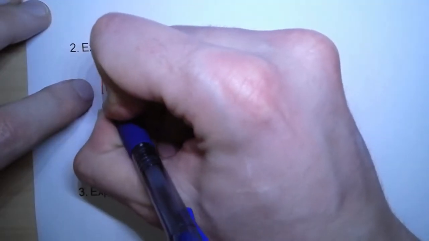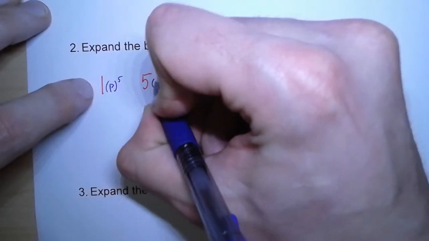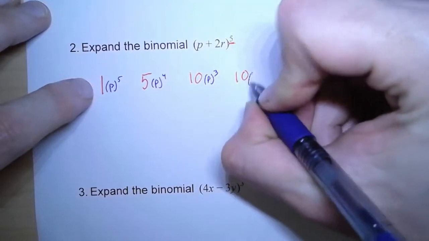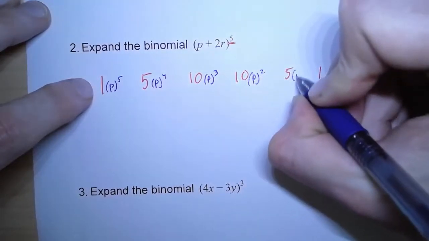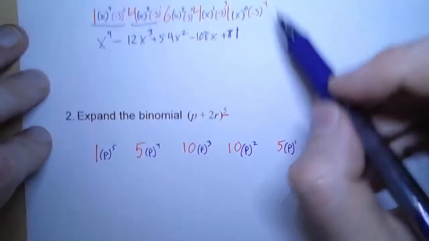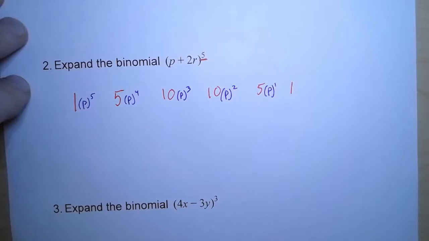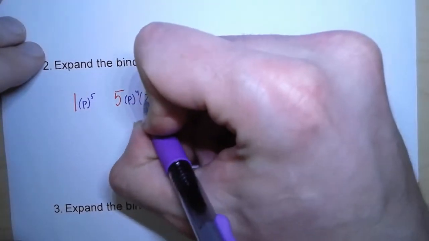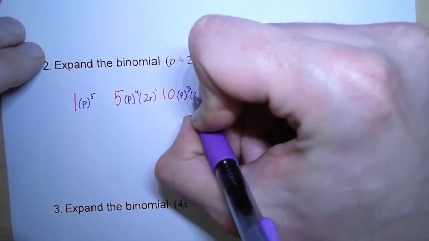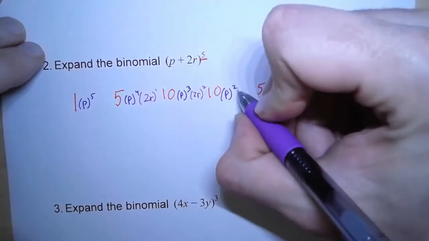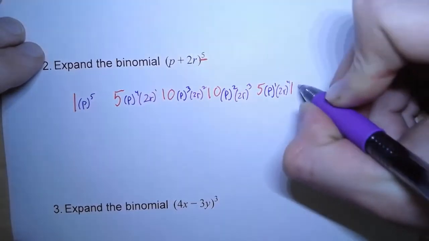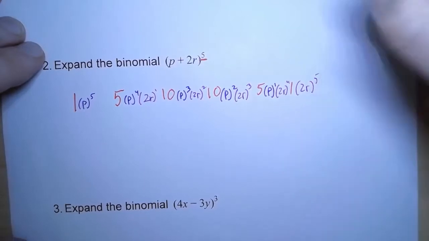So first we start with p to the fifth, and then it goes down. So p to the fourth, p to the third, p squared, and p to the first. And since from the first example we saw that x to the 0 is 1, there's no need to write p to the 0 here. Now we have 2r. So we're going to start here at 2r to the first, 2r squared, 2r cubed, 2r to the fourth, and then 2r to the fifth.